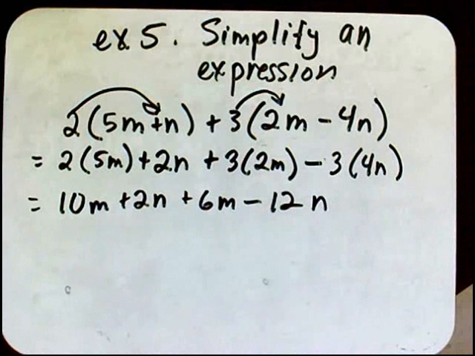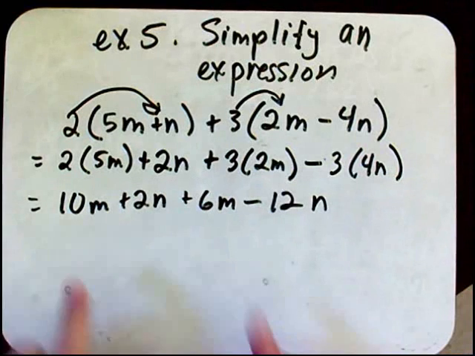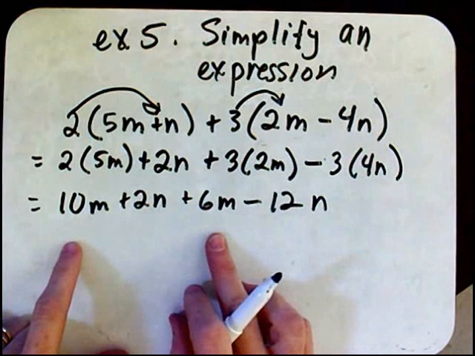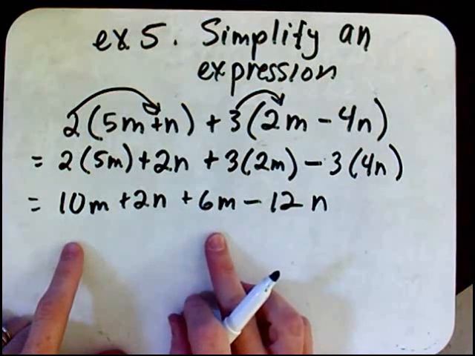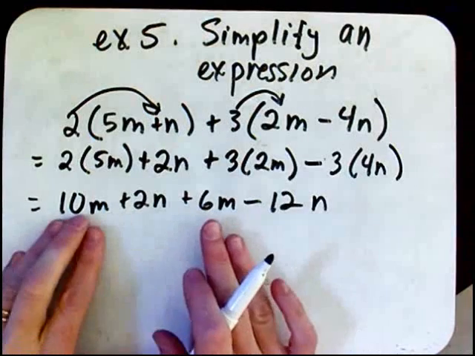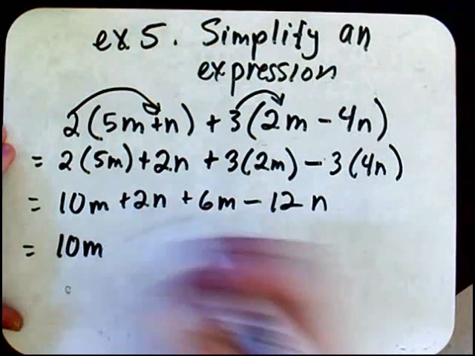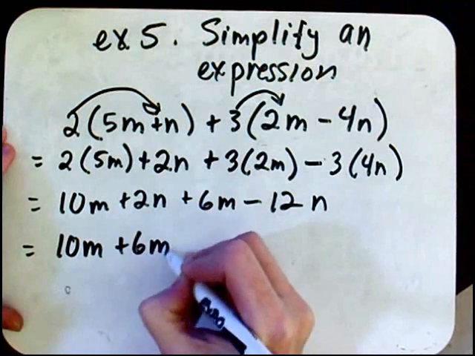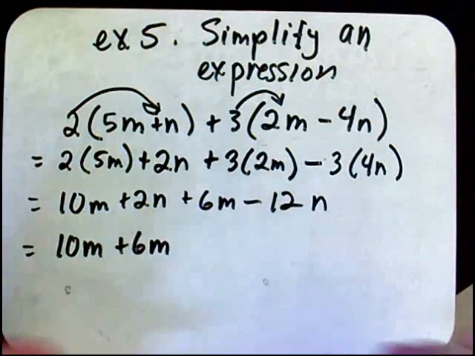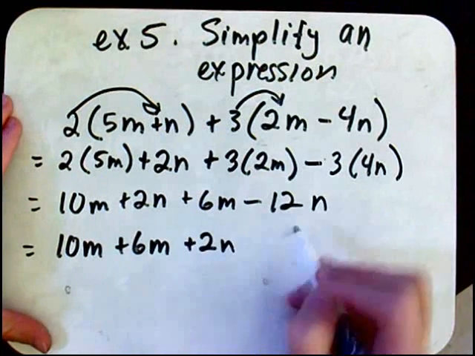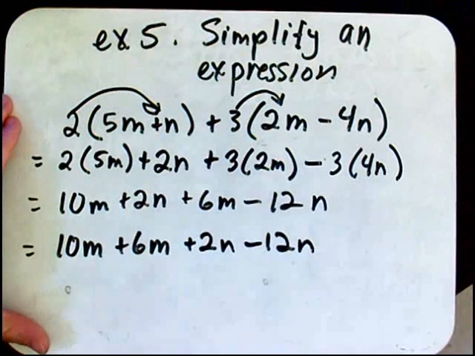Using our commutative property, we're going to rearrange these in the right order so we can add like terms. So let's arrange this so that we can have all of our m's together and our n's together. So like we have a 10m and we have a 6m. So let's write it as this. 10m plus 6m, and now we have our n still to deal with, plus 2n minus 12n.